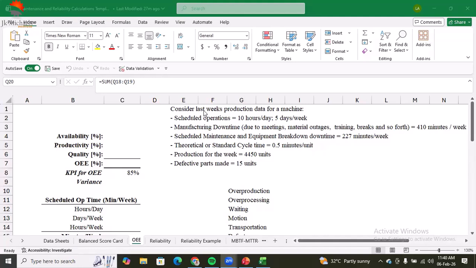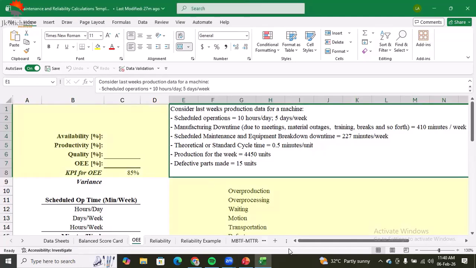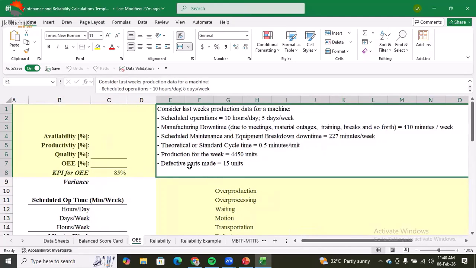Okay, we've taken the information now, and this is it put out. And then we'll consider last week's production, right? This is all the data from last week that we read a couple of minutes ago.